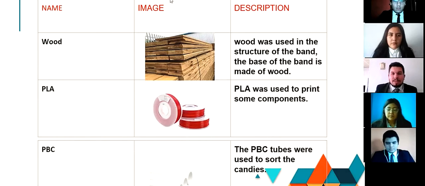Okay, we have the components. The first, the wood, was used in the structure of the band. The base of the band is made of wood. PLA filament is one of the most popular and widely used 3D printing materials for 3D printers. PLA was used to print some components. The PVC tubes were used to store candies.